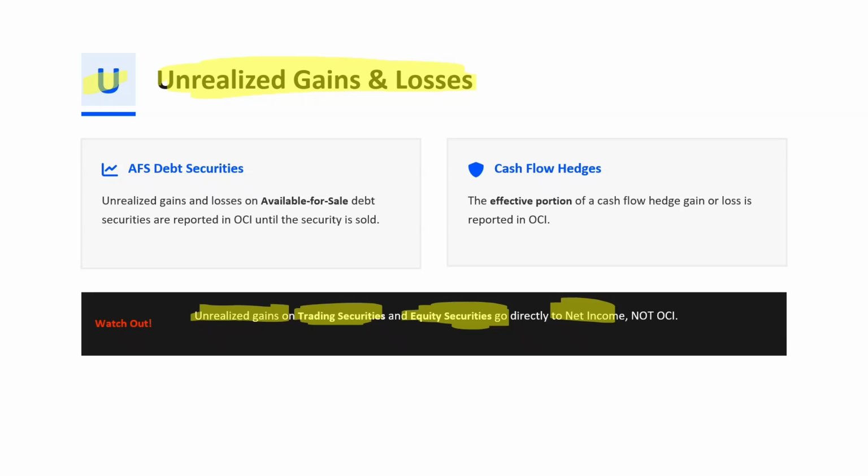There's no issue here. What we are talking about here is maybe less common ones, what they could be. So maybe available for sale debt securities. If the company has unrealized gains and losses from those securities, we report them on other comprehensive income. Or if the company has cash flow hedges, like sometimes companies buy this as an insurance, the effective portion of those gain or loss are reported in other comprehensive income. But watch out again, I'm repeating, if there's an unrealized gain or loss on trading securities or equity securities, they go to net income as before.